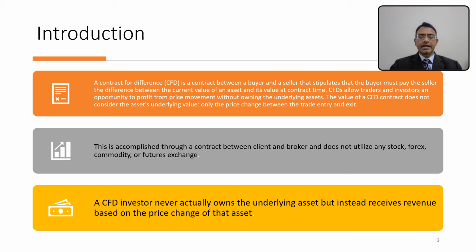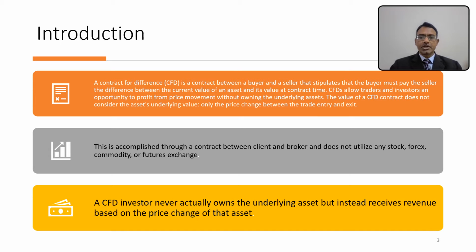So you can do trades on both sides. If you are expecting that the price will go down, you sell now and buy later. And if you are expecting that the price will go up, you buy now and sell later. So this is an opportunity for investors and traders to profit from the price movement, but most importantly, without owning the underlying assets.